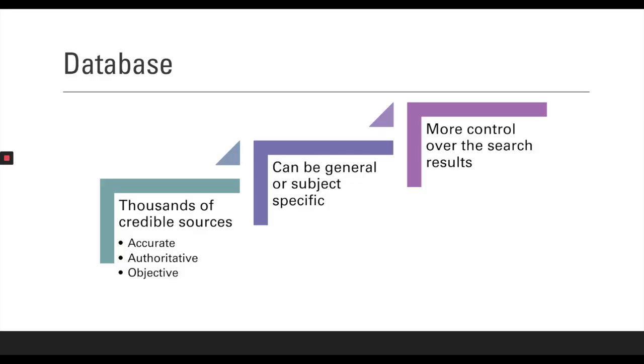The major benefits to using a database are as follows. The sources are credible. There are many types of databases that range from general to more specific subjects. And even though searching in a database will give you a lot of search results, you have some control over your search results by using keywords, subject searching, and other filters that we'll be reviewing today.